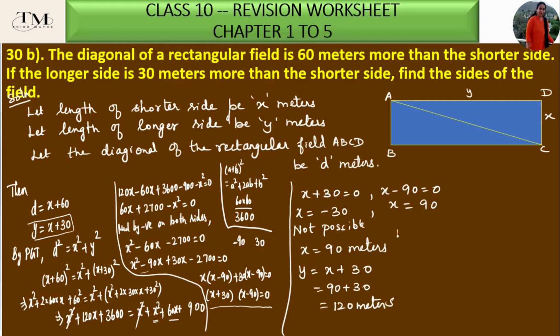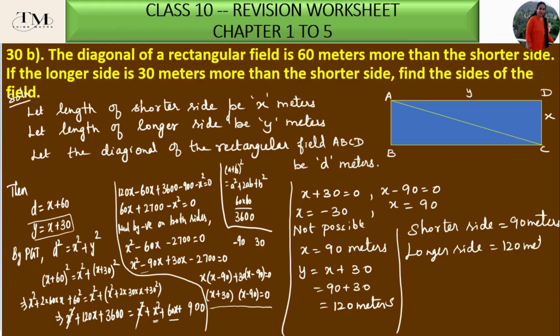So we can write the shorter side. The shorter side is x, so the shorter side is equal to x meters. So we got 90 meters. The shorter side is 90 meters. What is the longer side? The longer side is y. y is equal to 120 meters. So these are the solutions for this problem.